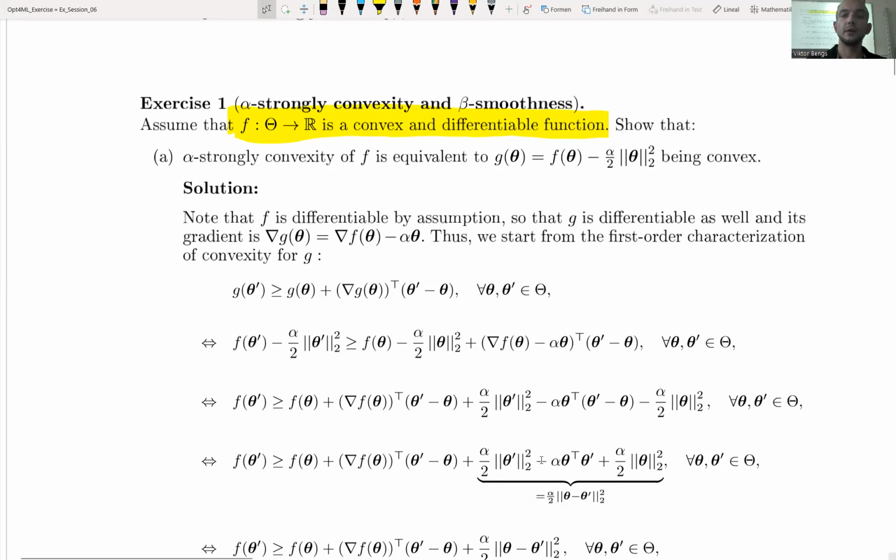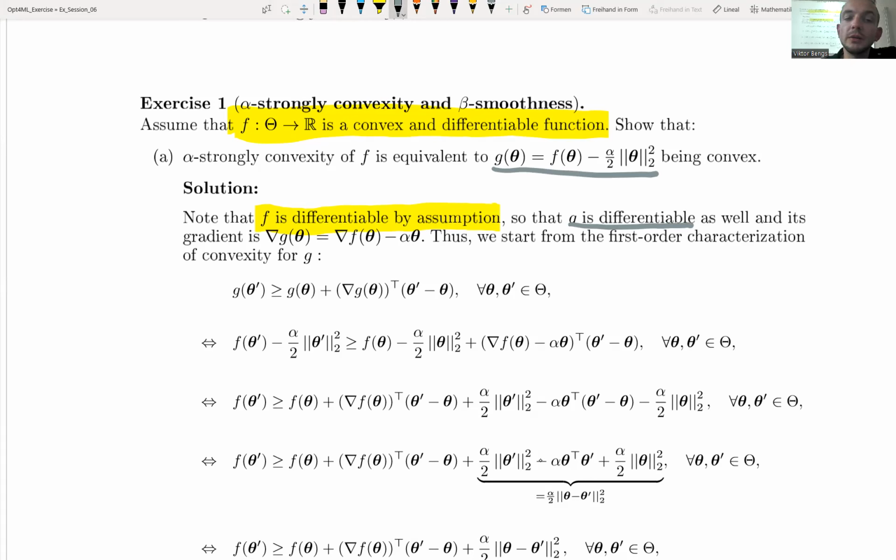All right, so we have our assumption. f is differentiable by assumption. So this already implies that g, this function we have here, is also differentiable because it's essentially the difference between two differentiable functions. f of theta is differentiable and the squared norm is also differentiable. So we can be sure we can compute a gradient of this function g.